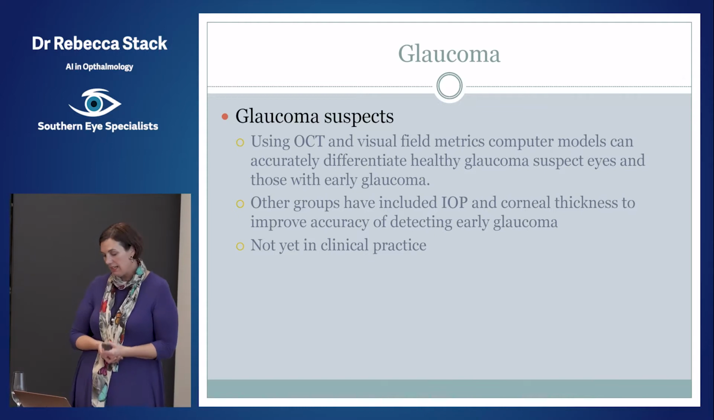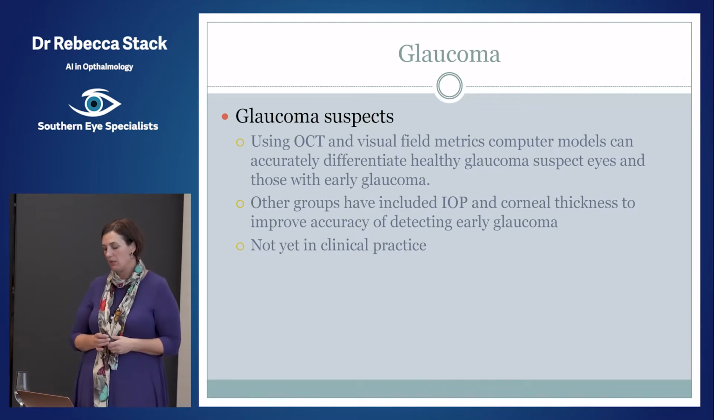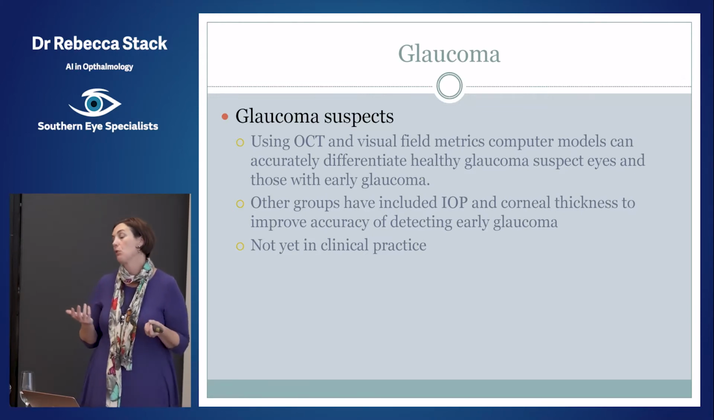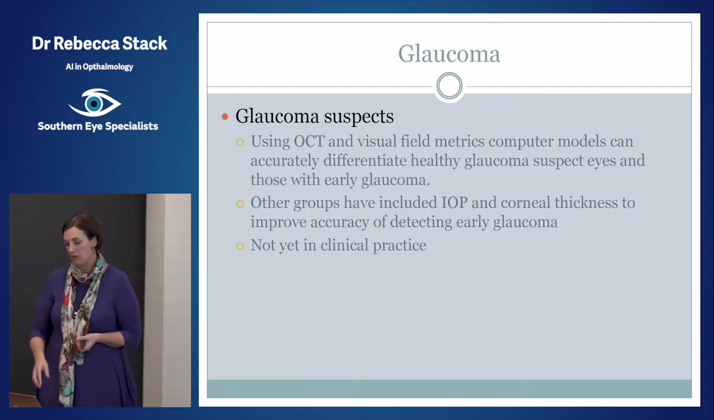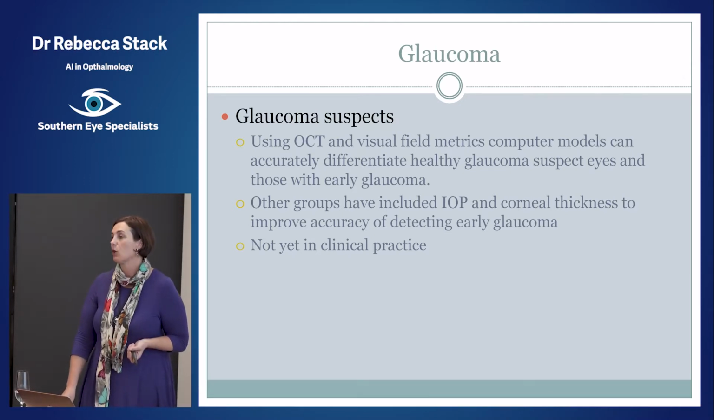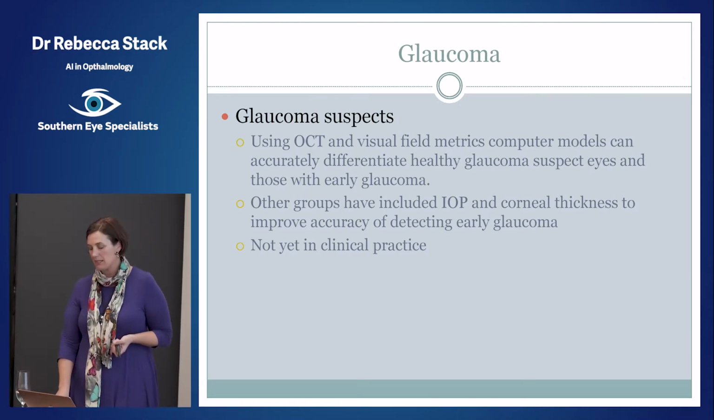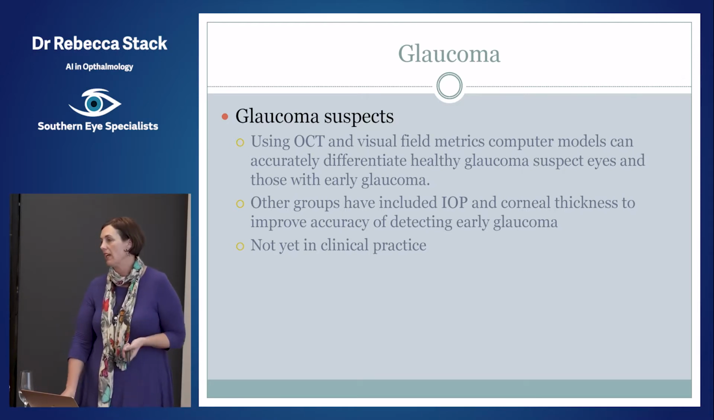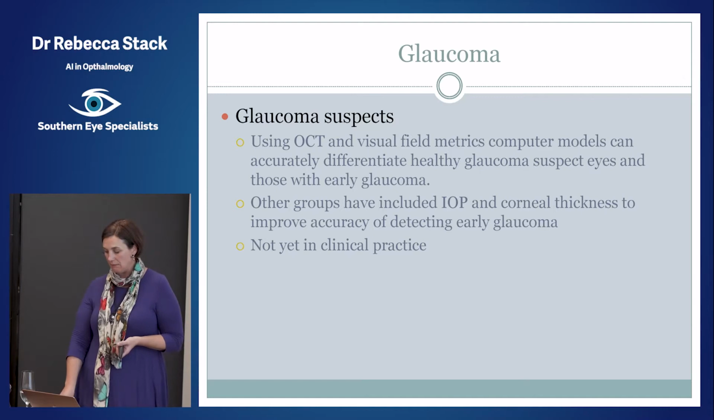And they can do that, and they can even use these to include things like IOP and corneal thickness if it's been measured, to help us improve our accuracy when we're diagnosing early glaucoma. But the complexity of all of these factors, again, is a bit of a challenge for these systems to get something that's up and running and useful in clinical practice that is more accurate, or at least as accurate as we are.